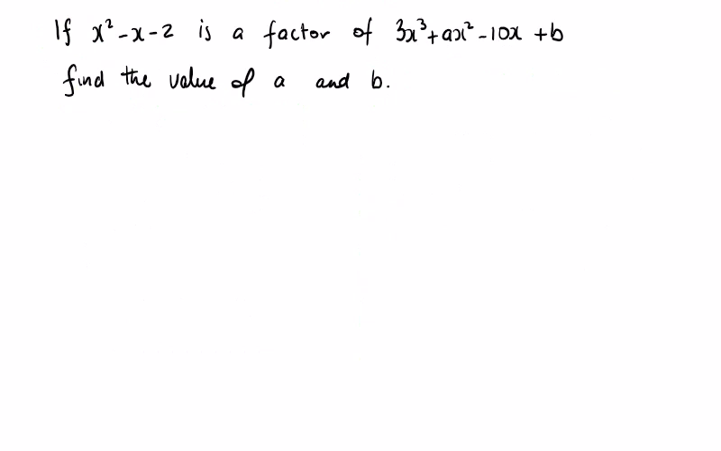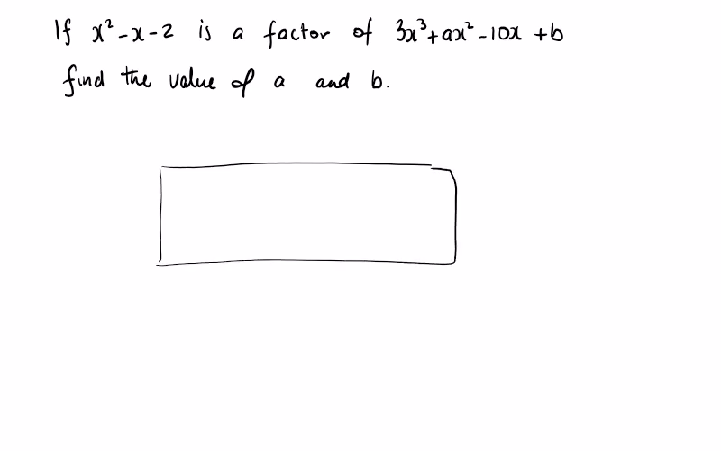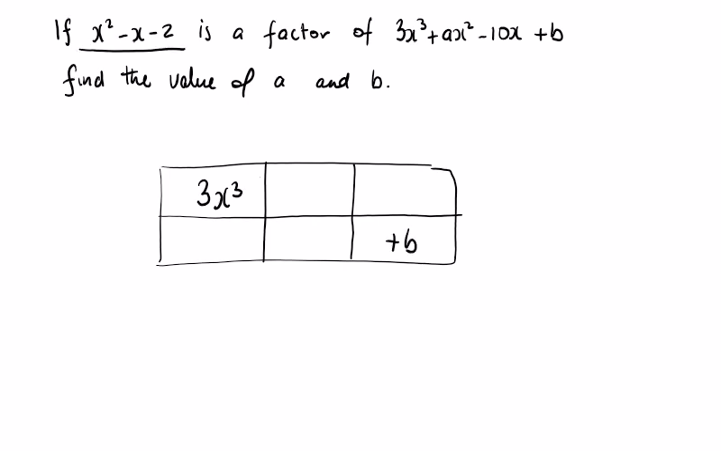So, if x squared minus x minus 2 is a factor of 3x cubed plus ax squared minus 10x plus b, find the value of a and b. So the skills that you've already learned should enable you to work your way into this question and then to see how we could find a solution. So 3x cubed plus b, this time we're given the quadratic that happens when you divide a linear into a cubic. So this goes on top.